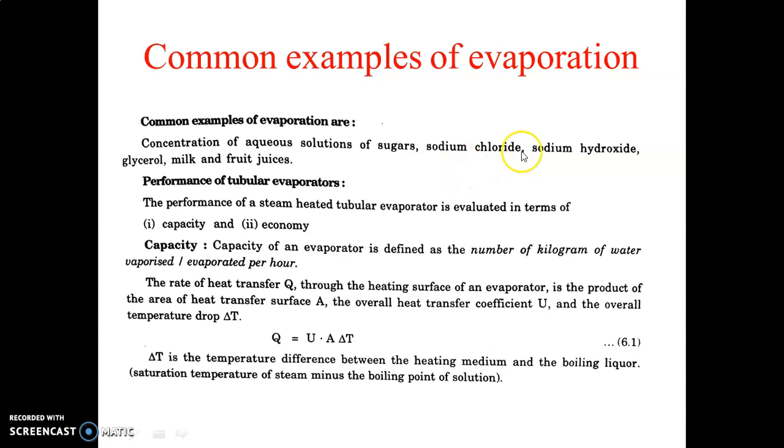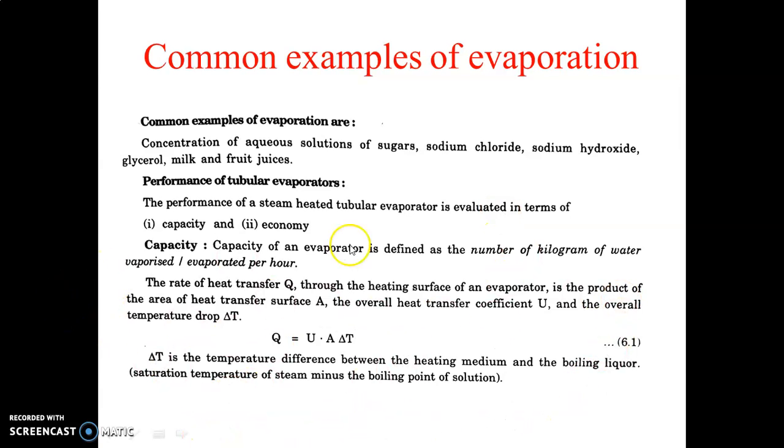Sodium chloride also, we can create a concentrated solution of sodium chloride. Sodium hydroxide, glycerol, milk, fruit juice. These are the end products of evaporation. So in the sugar industry, the inorganic chemical industry, the organic industry, and food products, we are using evaporation.